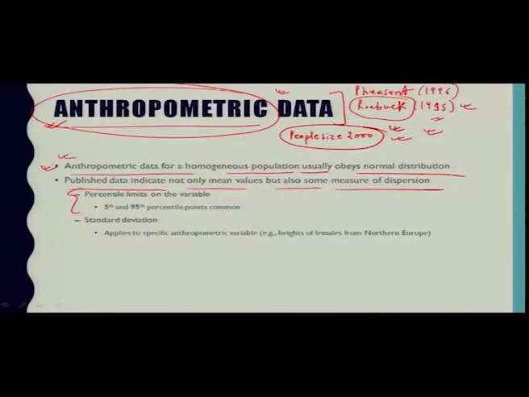So here, as per the revision of that particular topic, the 5th and 95th percentile points are common. We also take care of the standard deviation, and based on the mean and standard deviation we collect the data. Basically, standard deviation applies to a specific anthropometric variable, like heights of females from northern Europe.